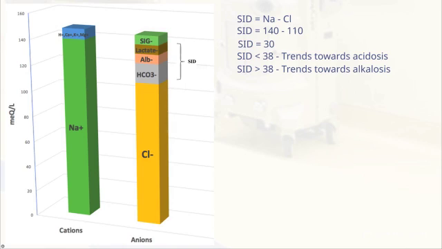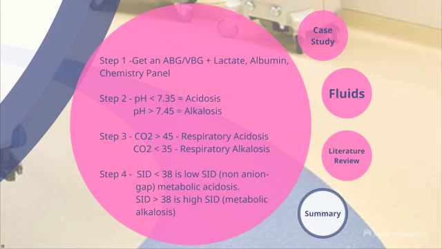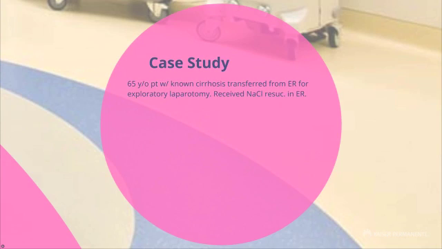Or you may have heard high anion gap acidosis. It's the same thing. It's a 6-step process, and the beginning of it is essentially what you're already doing with your ABGs. So if you think your patient has an acid-base disturbance, get an ABG or a VBG. But in addition to that, also get a lactate and albumin. So let's just go through an example together so we can really solidify it.